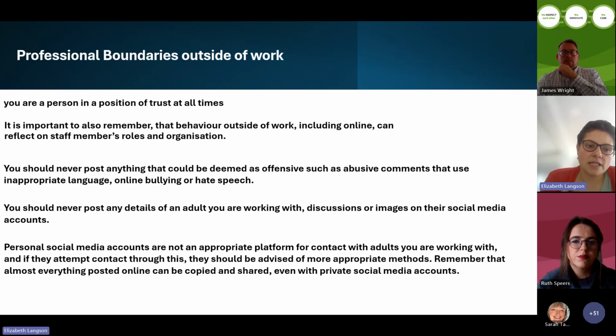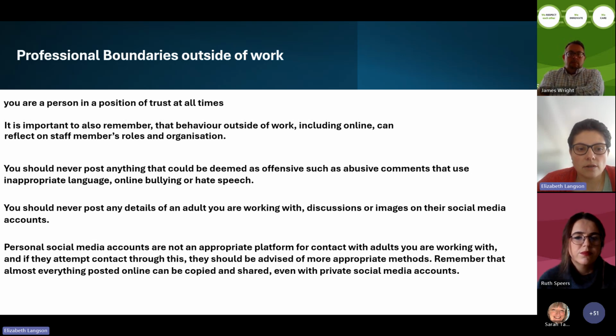Personal social media accounts are not an appropriate platform for contact with adults you are working with. If they do attempt to contact you through this channel, they should be advised of more appropriate ways. Remember that almost everything posted online can be copied and shared, even with private social media accounts.